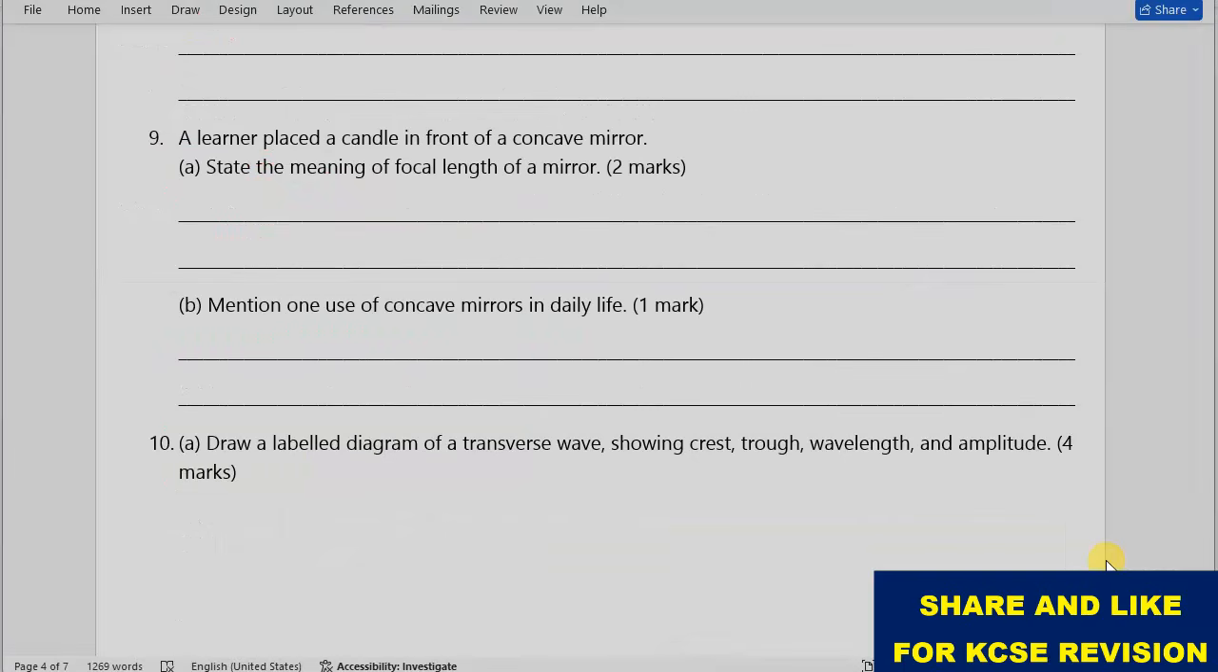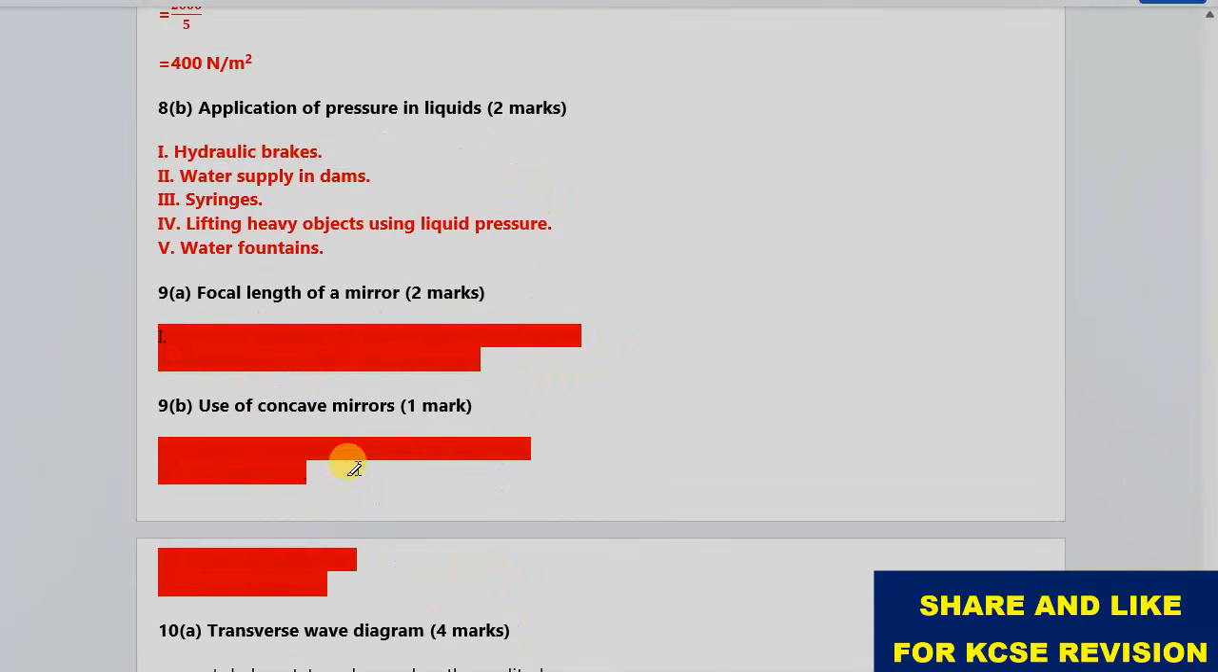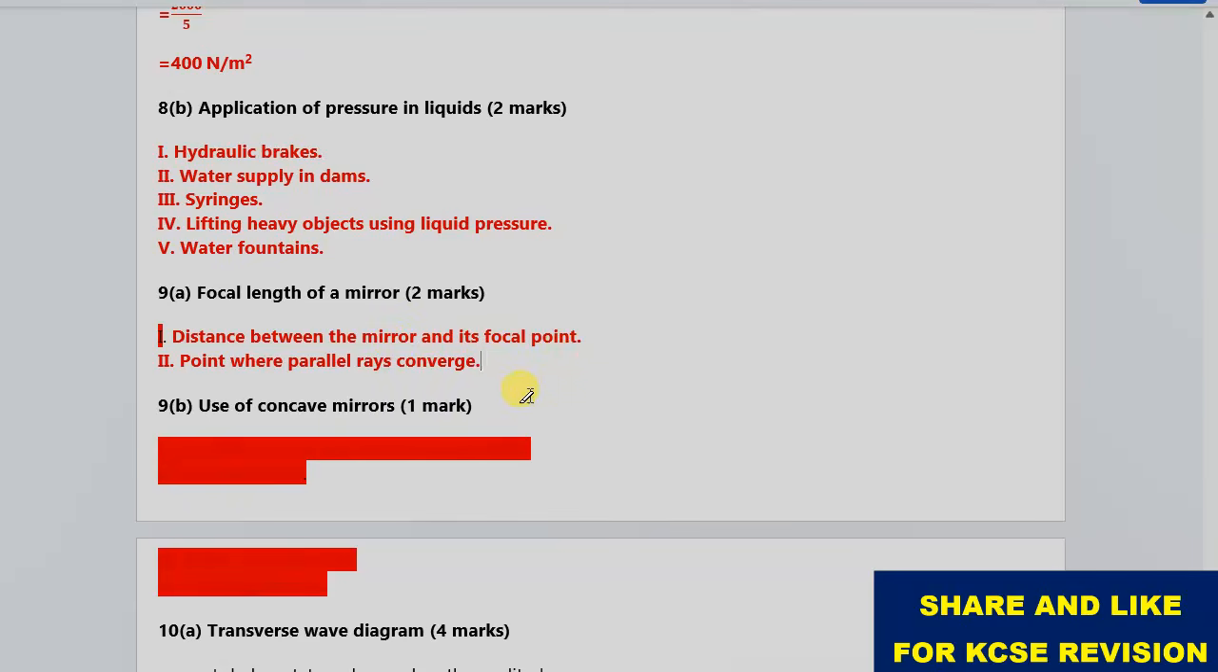A learner placed a candle in front of a concave mirror. State the meaning of focal length of a mirror. Mention one use of concave mirrors in daily life. So, focal length is the distance between the mirror and its focal point.